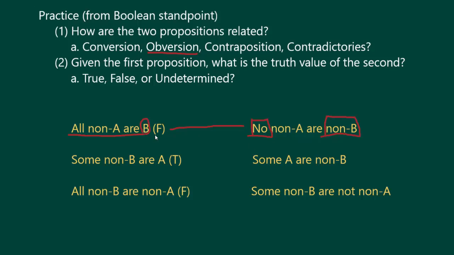Now ask yourself, do we know whether the proposition on the right is true, false, or undetermined, given that the proposition on the left is false? Since obversion always gives us logically equivalent statements, and logical equivalency means that they are true in all the same cases and false in all the same cases, being that the statement on the left is false, it's got to be that the statement on the right is also false.